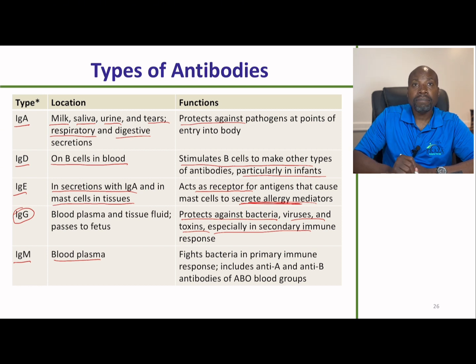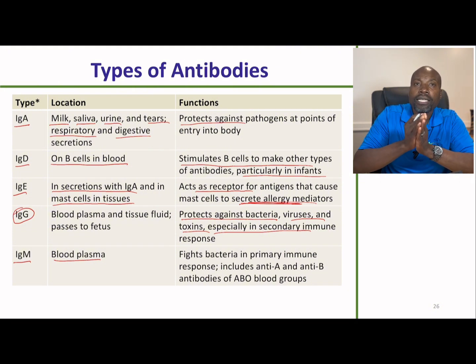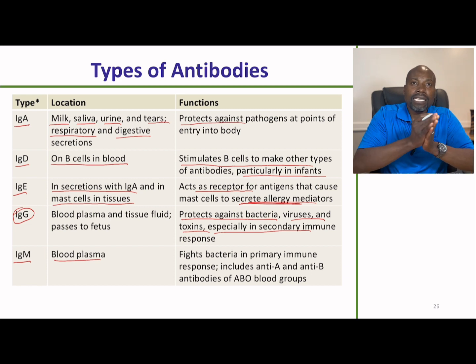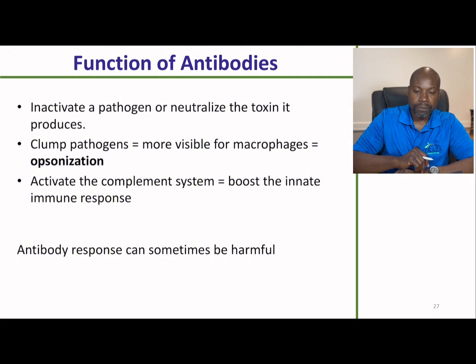IgMs are found in the plasma. These IgMs are actually the first antibodies to be produced when there is an infection, right? The initial stage of an infection, when you have the first antibodies produced, the IgM are the ones that are going to be produced, okay?